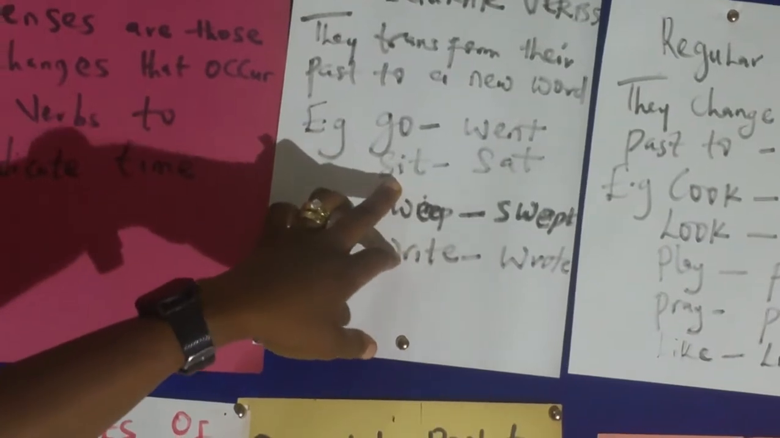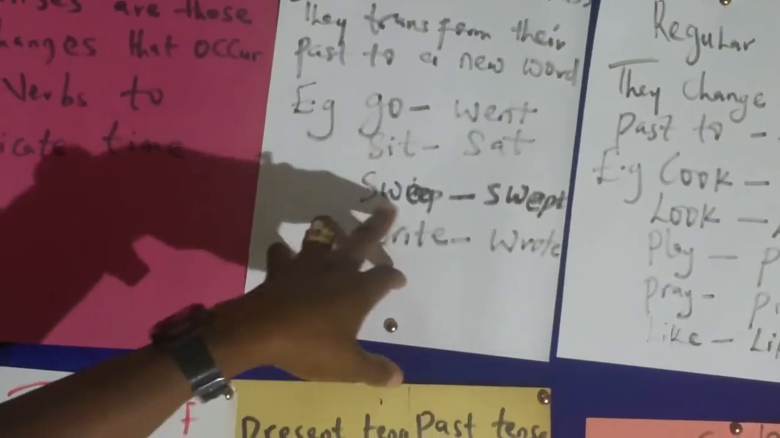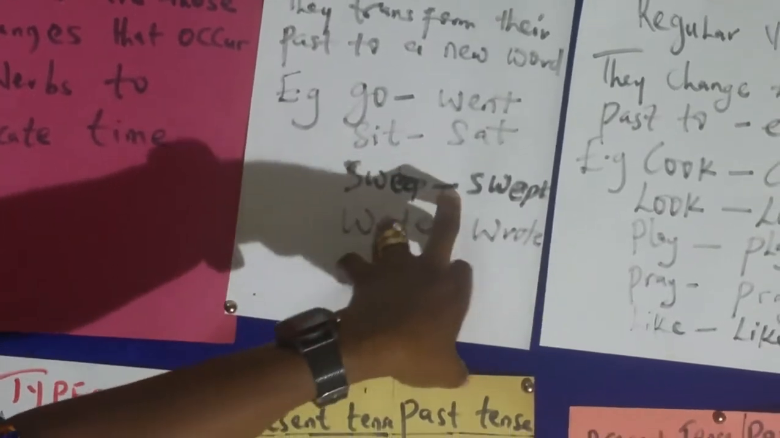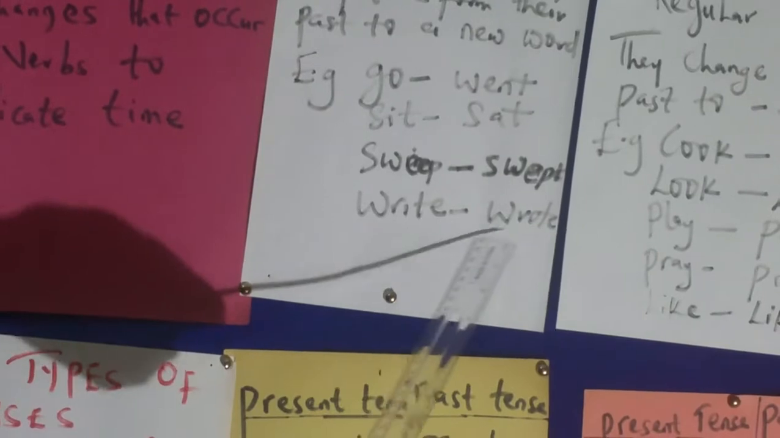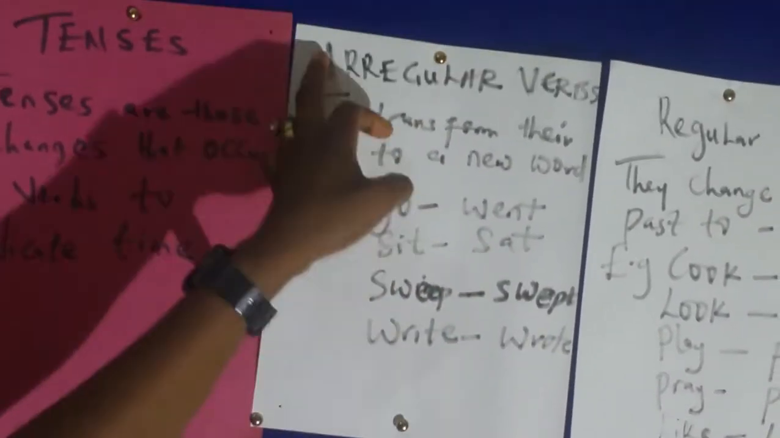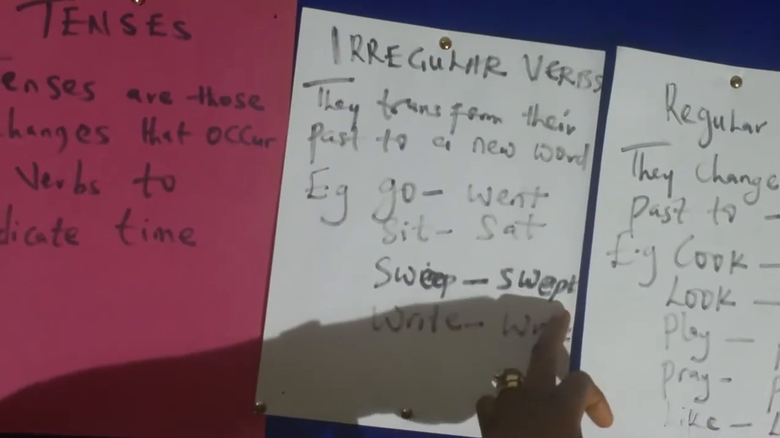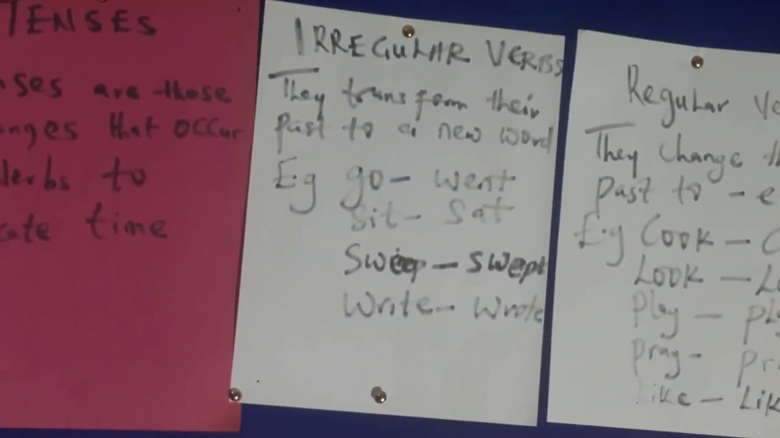Here we have sit. The past tense of sit is sat. Here we have sweep. The past tense of sweep is swept. Here we have write. The past tense is wrote. These are called irregular verbs in English. We also have some common irregular verbs that retain their past.